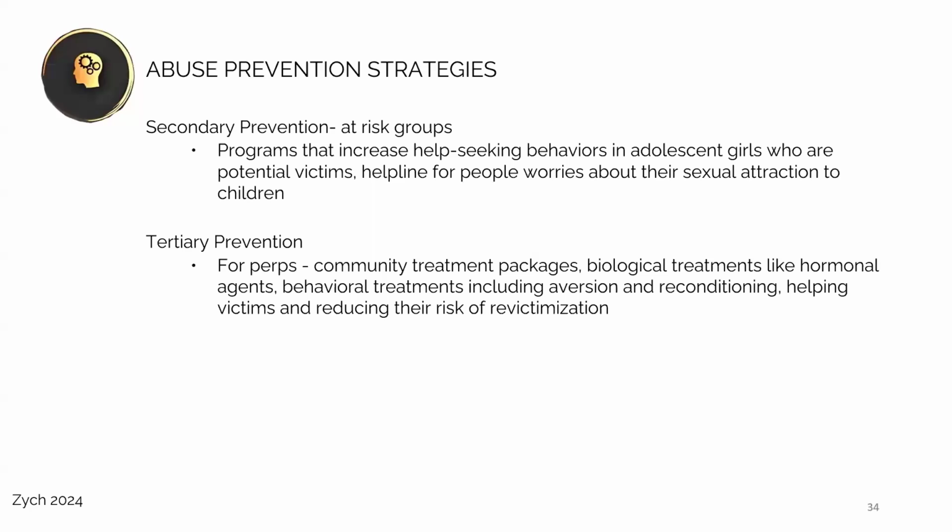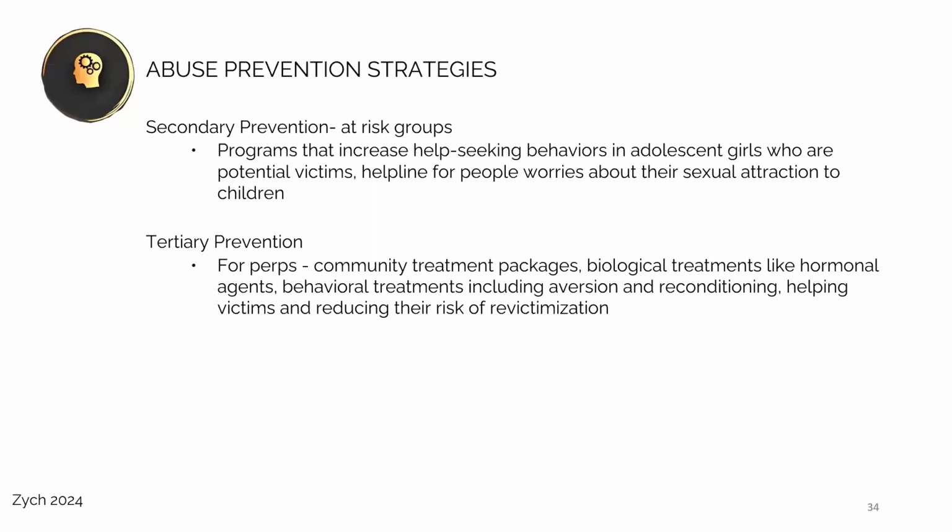Some of the secondary prevention strategies, again, are talking about at-risk youth. These include programs that seek to increase help-seeking behaviors in adolescent girls who are potential victims, and helplines for people who are worried about their own sexual attraction to children. So this is not only targeting the risk factors of possible victims, but also of possible perpetrators.